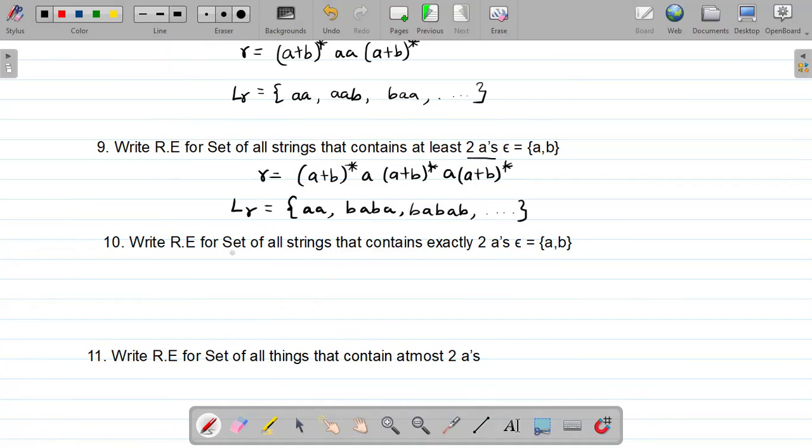Now next is the set of all strings that contain exactly two A's. The above one is taking care of at least two A's. So two A's are there, then we can have more A's as well.